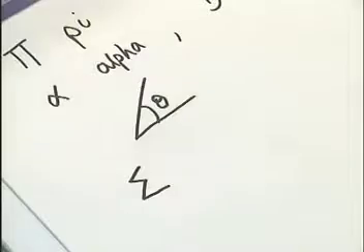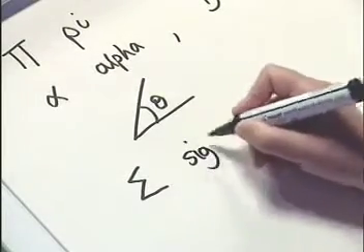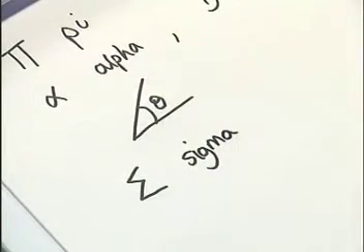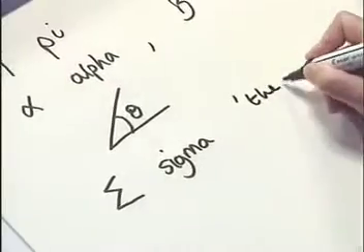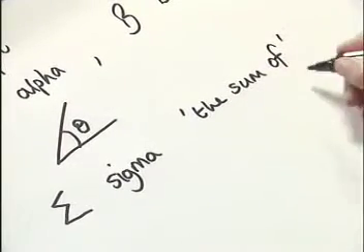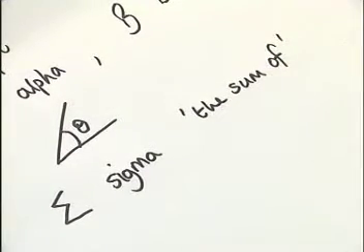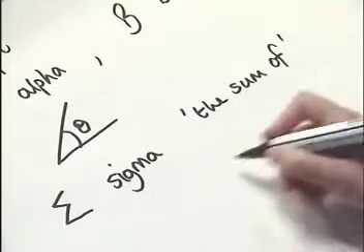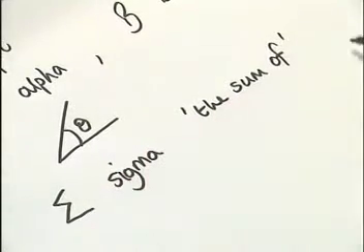Another one that's commonly used is a capital sigma. Now, you should be familiar with this one from any spreadsheet program on a computer, because you'll find it somewhere on the toolbar, because it means the sum of, and it's a shorthand for adding up a column or a row of numbers on a spreadsheet. So it means the sum of.